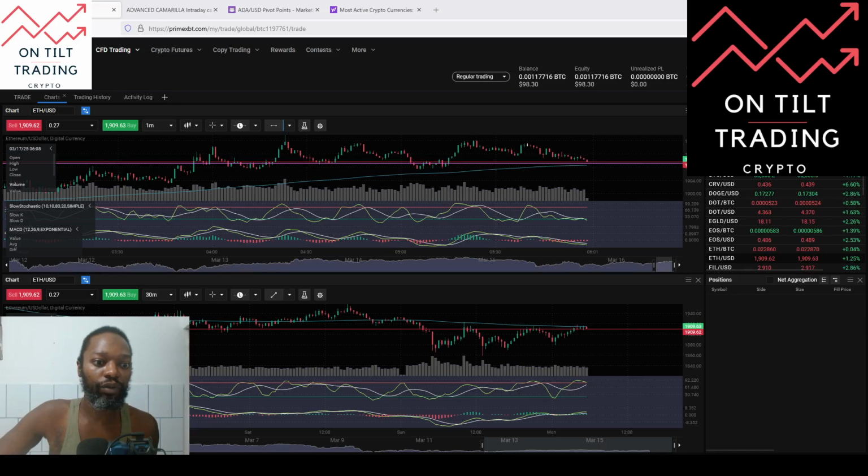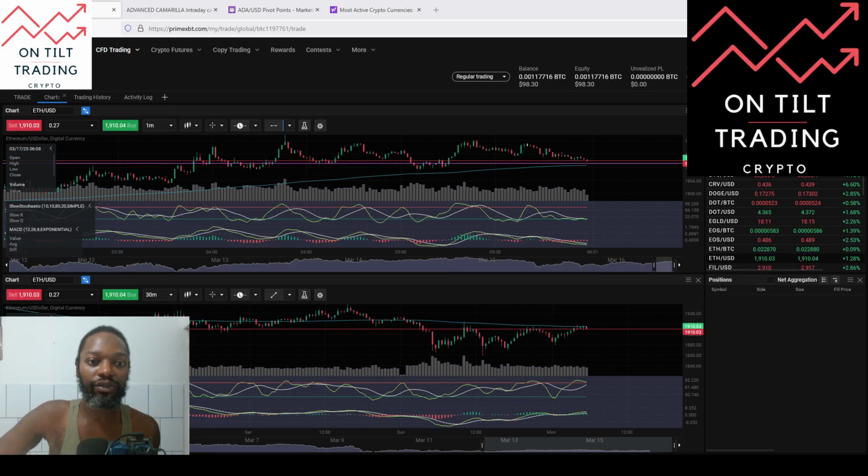Up here, we have the 1 minute chart. Down here, we have the 30-minute chart. Right here are candlesticks. Here is a volume profile. Here is the slow stochastic indicator. This is the MACD indicator.